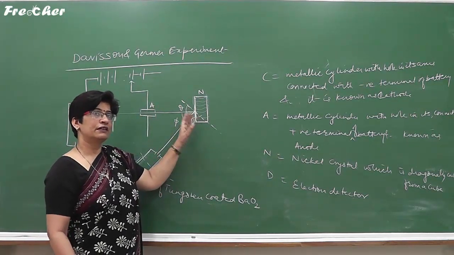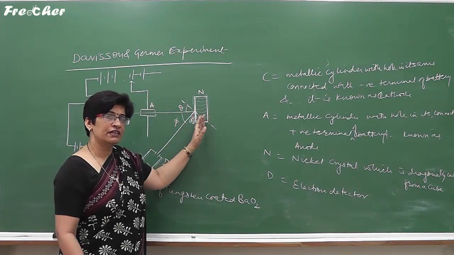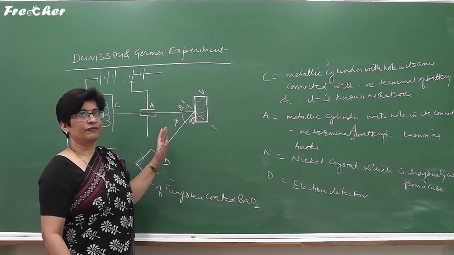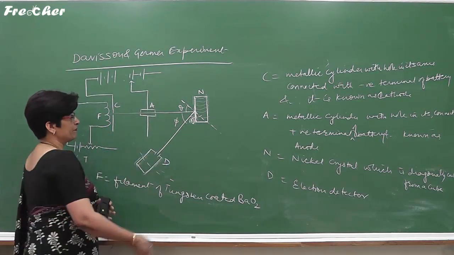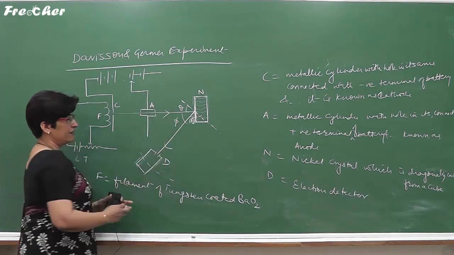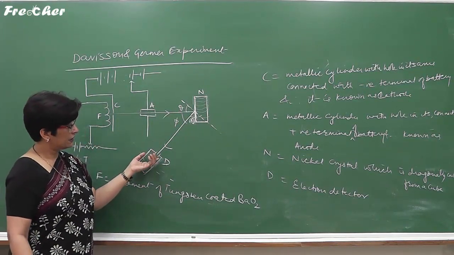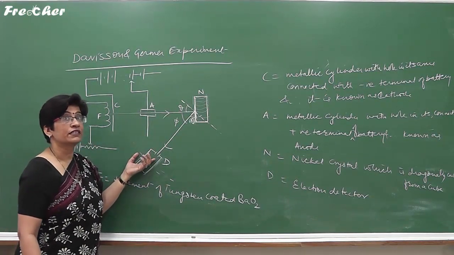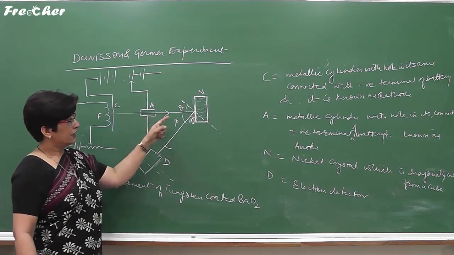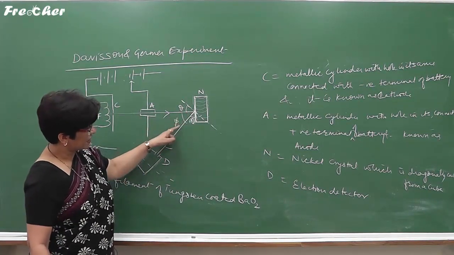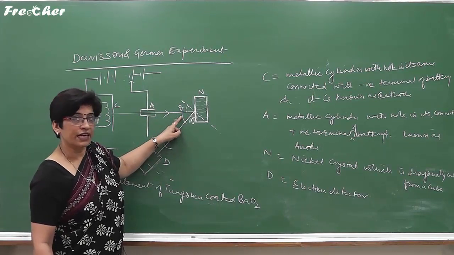This A metallic cylinder, which is given positive potential with respect to the cathode and therefore is known as anode, is used to convert the electron beam into a fine beam. The combination of this cathode and anode is known as the electron gun, which is used to obtain a fine beam of electrons from the filament. This fine beam will strike the nickel crystal normally. After striking the nickel crystal, the beam will get scattered. This scattered electron beam will be captured by the detector, which will detect the intensity of the scattered beam. This scattering is done at some angle, which is known as the angle of scattering.